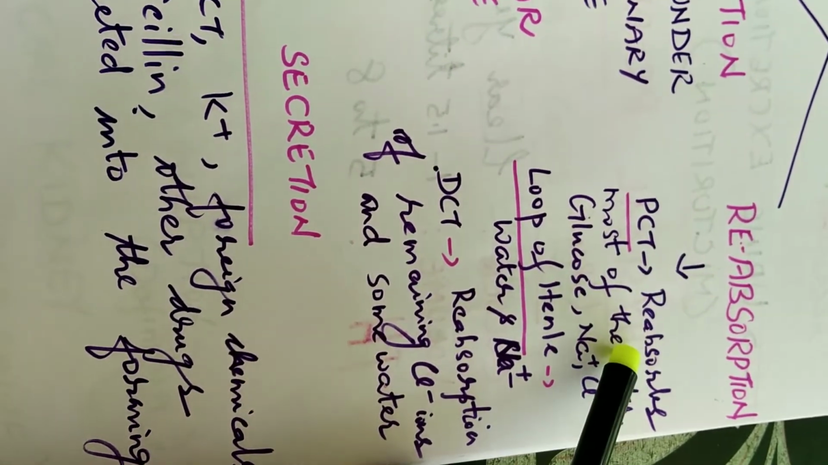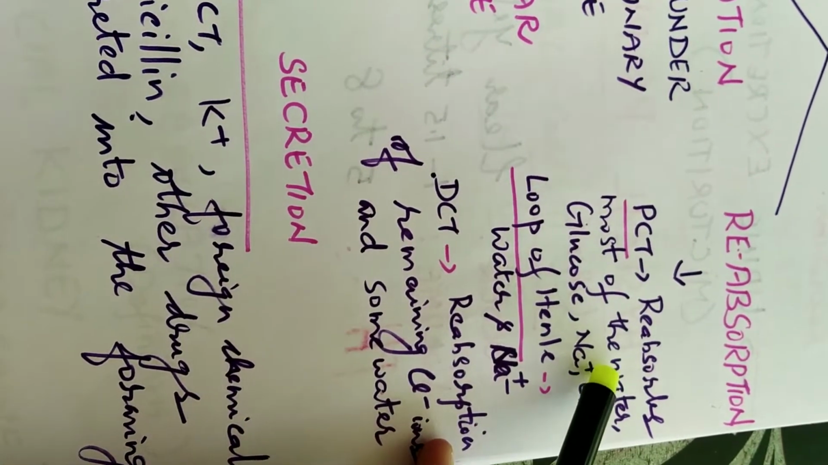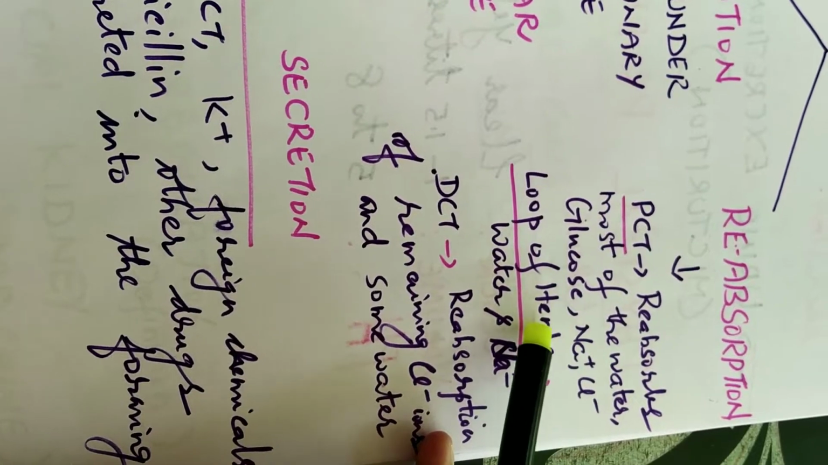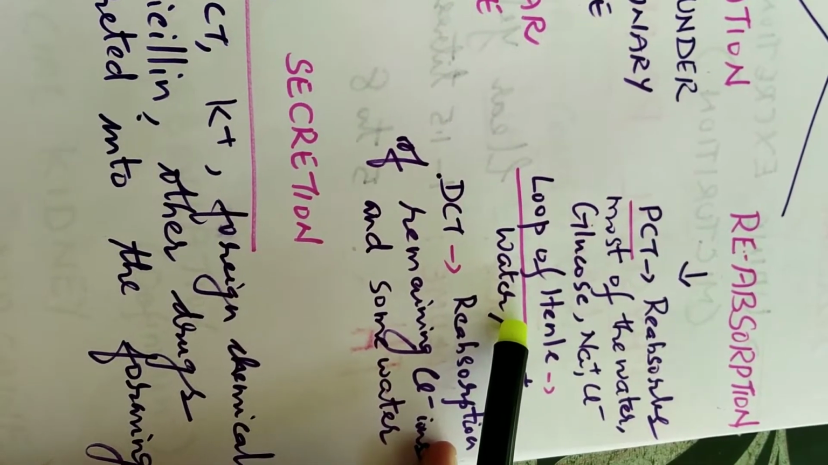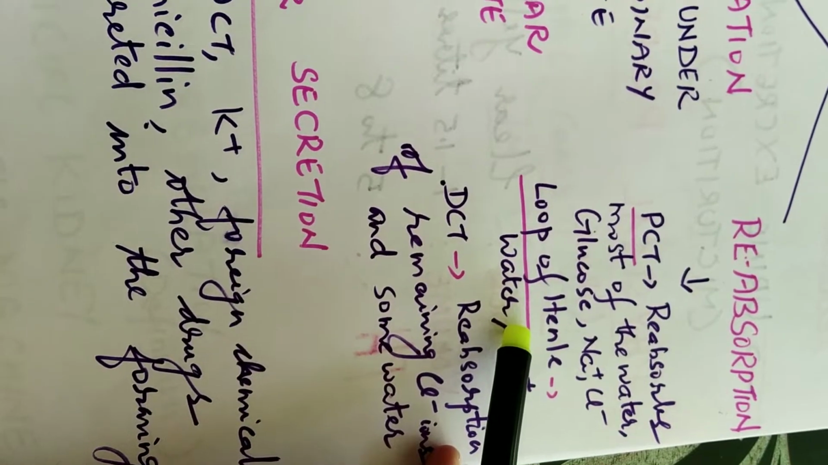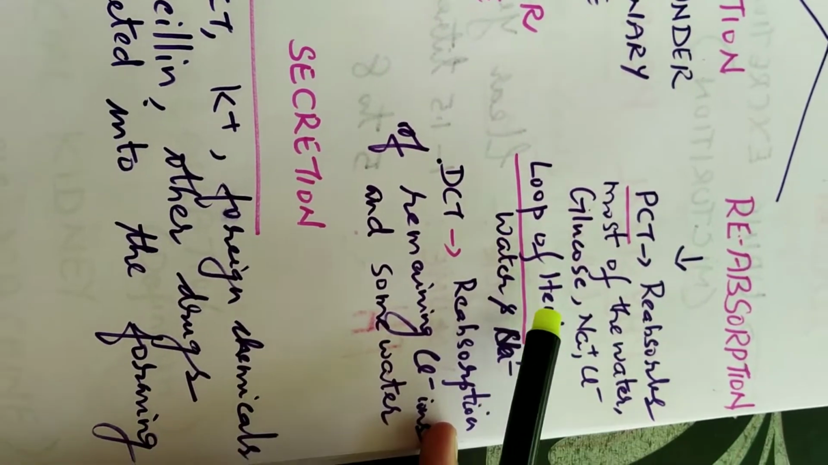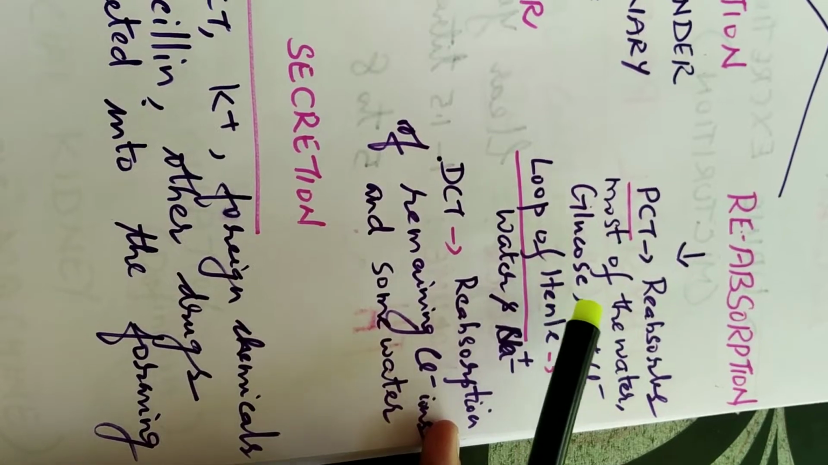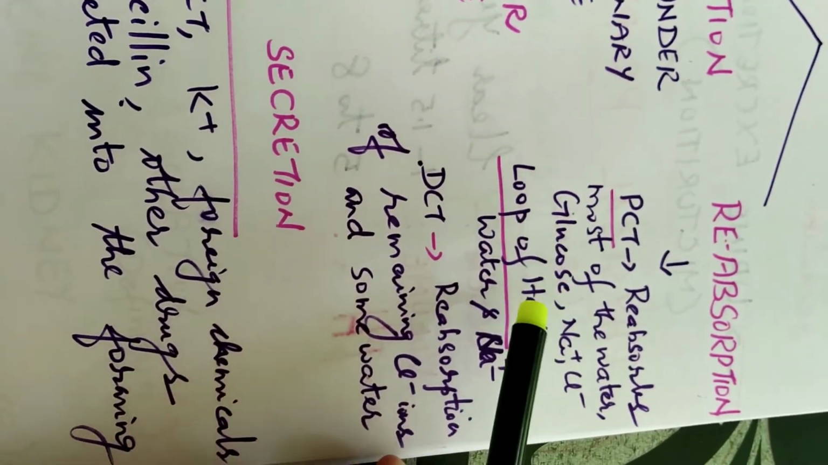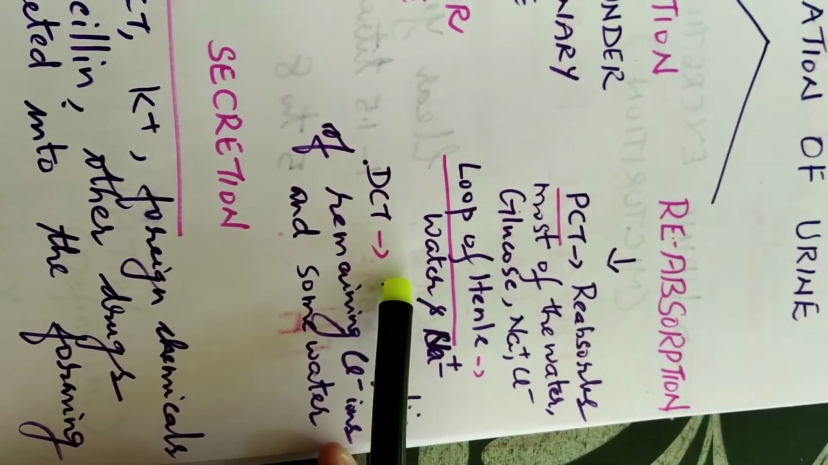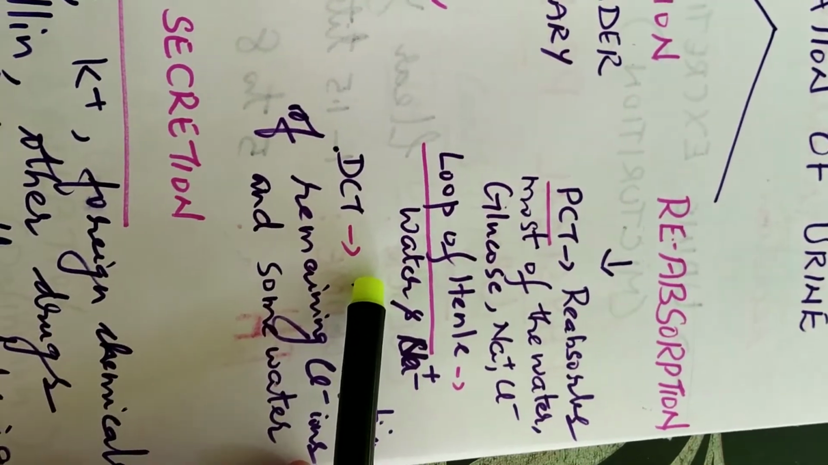So, the reabsorption of water is mainly under the influence of a particular hormone which we call ADH or vasopressin. ADH is also known as antidiuretic hormone. This is a hormone which is helping in the reabsorption of water in the kidney tubule or in the nephron, and that is secreted by the posterior part of the pituitary gland.